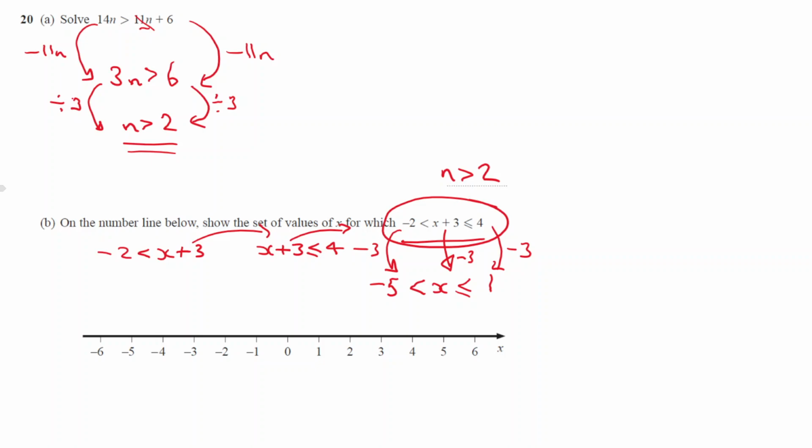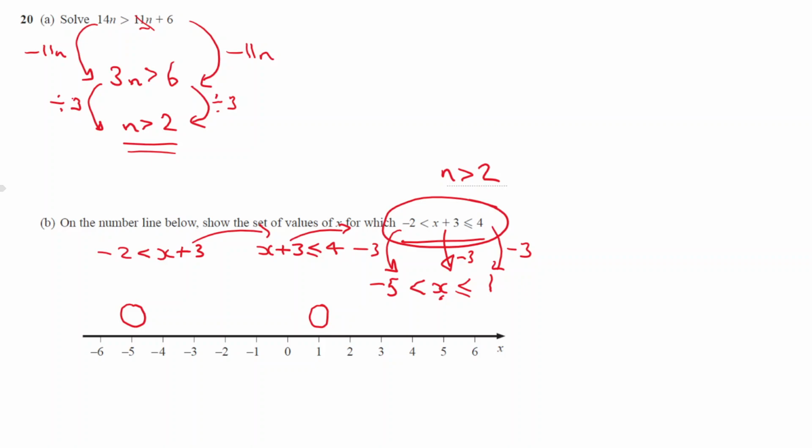So now we need to show that on the number line below. So we have the interval. x can be between -5, so I'm going to put a circle above the -5, up to and including positive 1, so a circle above the positive 1. So x is in between those two values.